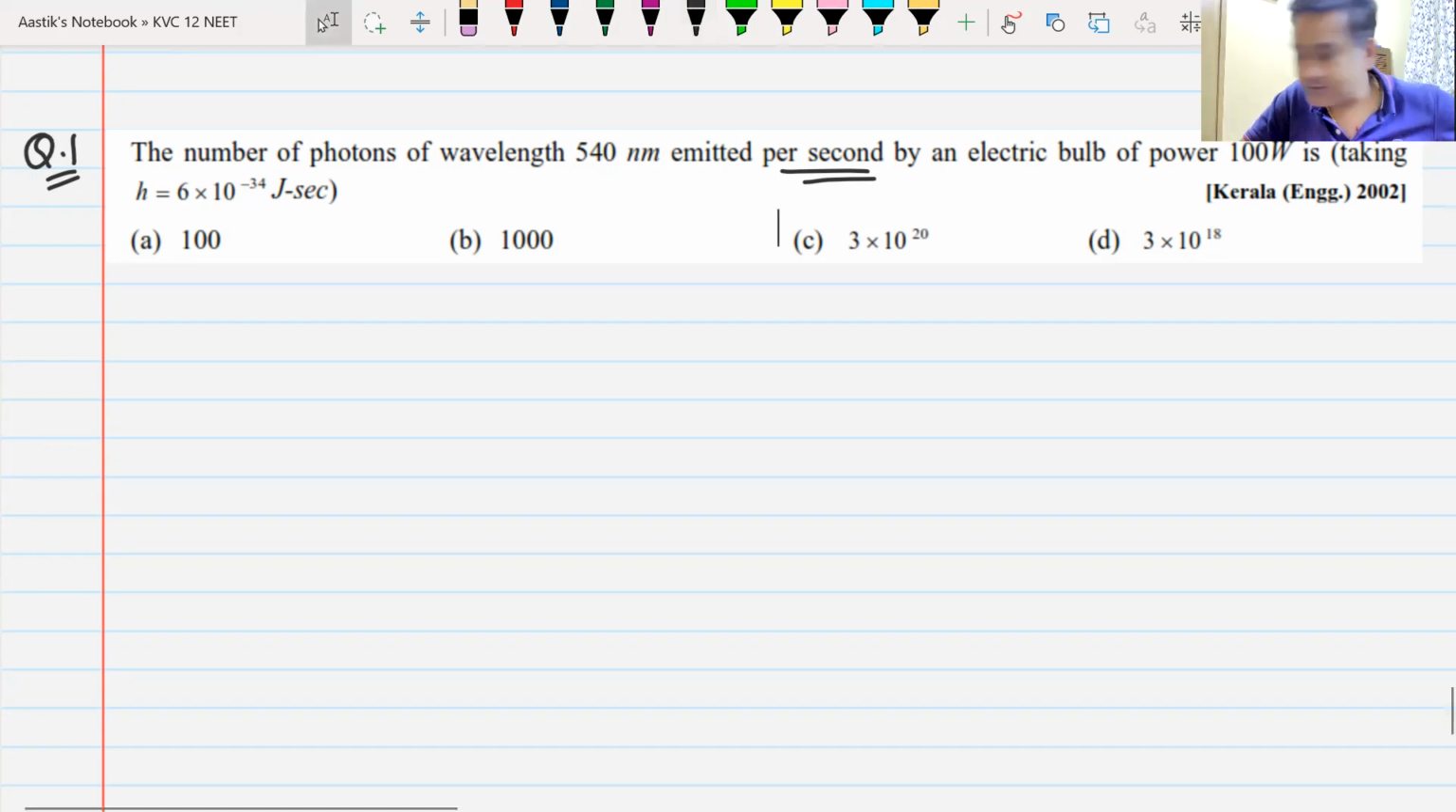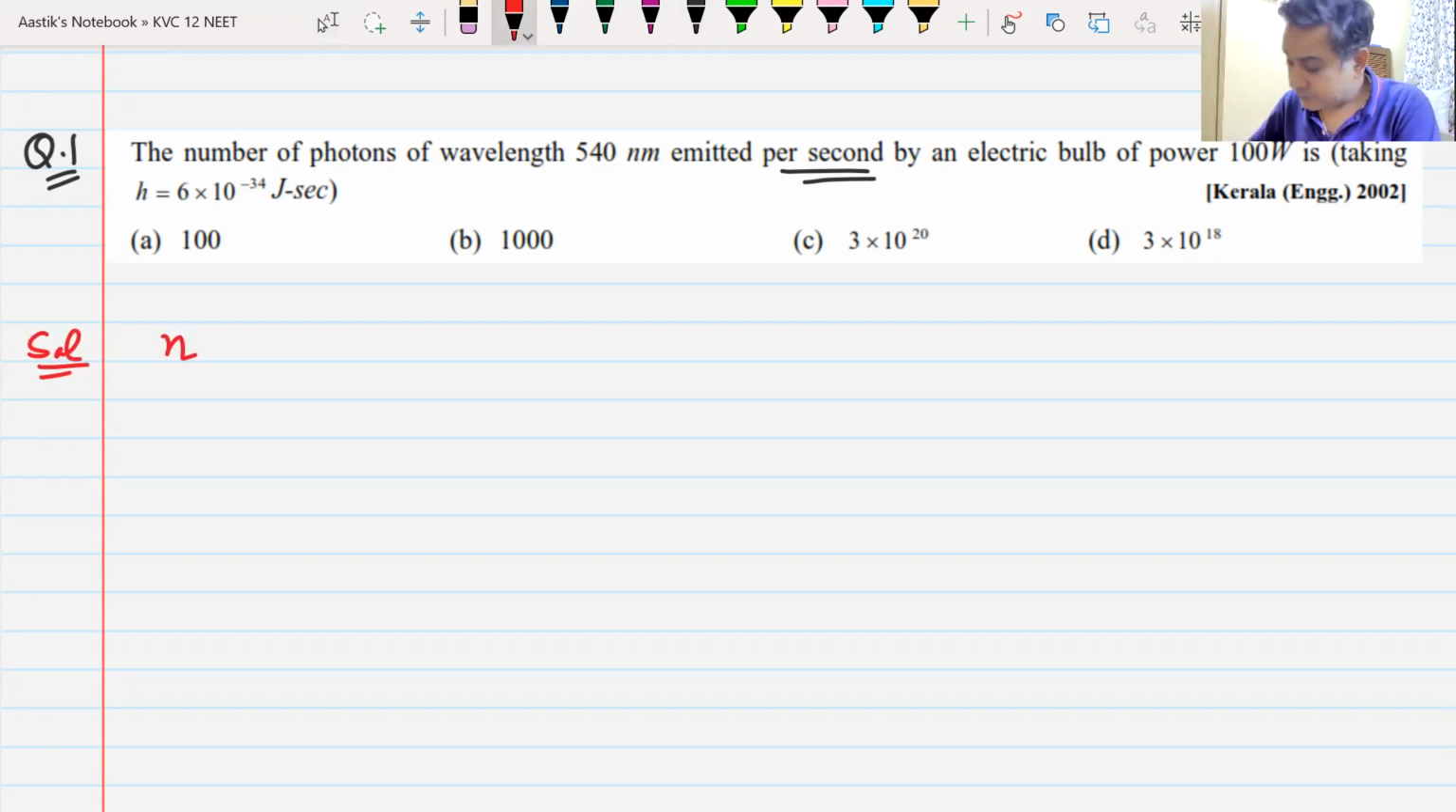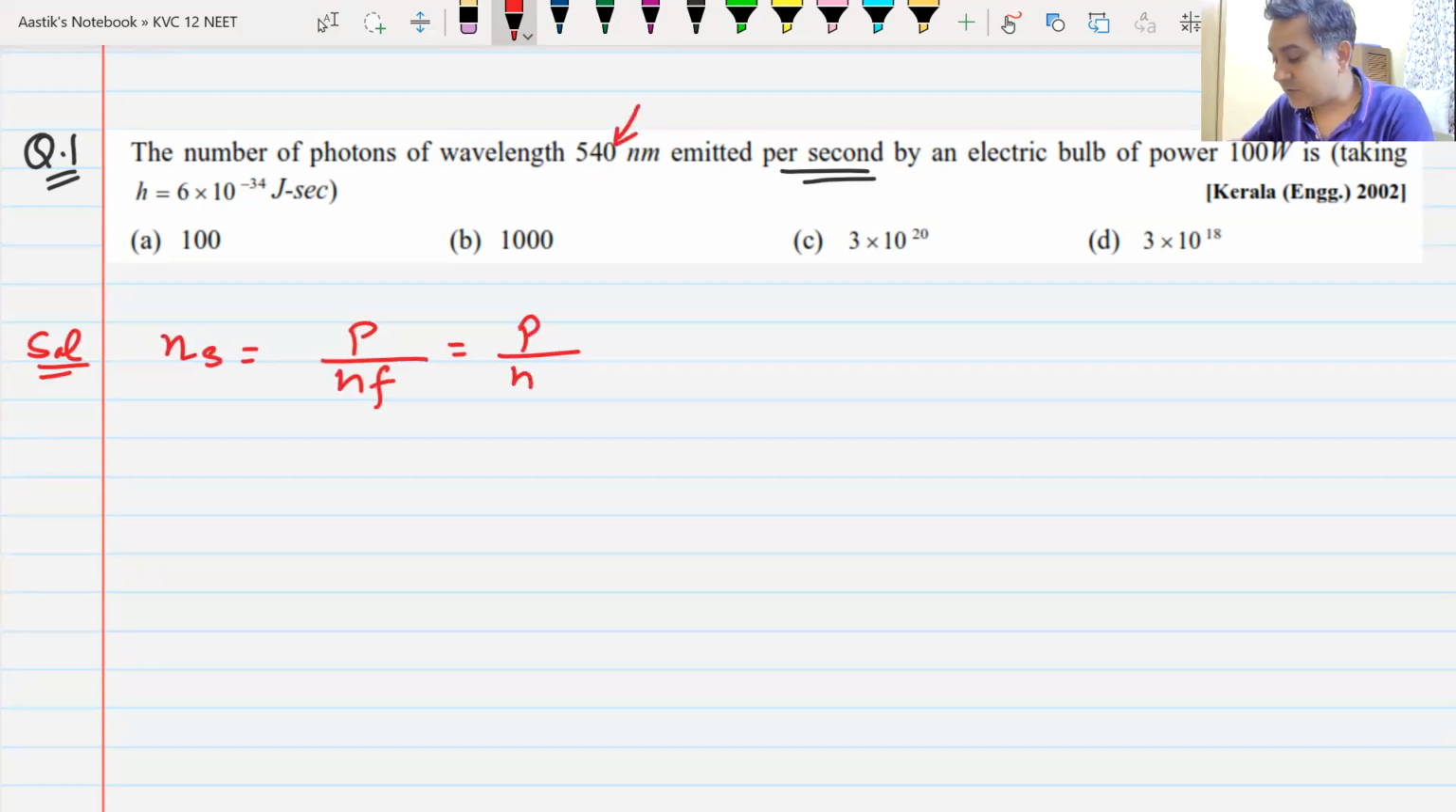How are we supposed to find it? Do simple things correctly. The number of photons emitted per second is the total power divided by what? Divided by the energy of one photon, yes or no? Yes, sir. Now, the frequency of the photon is not given here, the wavelength of the photon is given. So we apply that other formula, hc by lambda, yes or no?